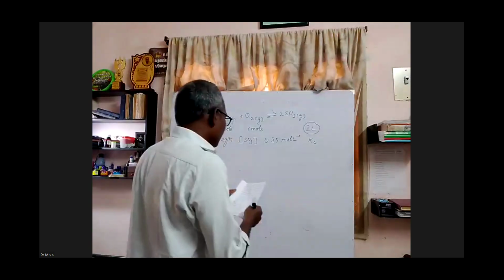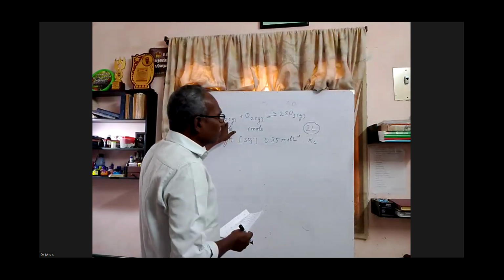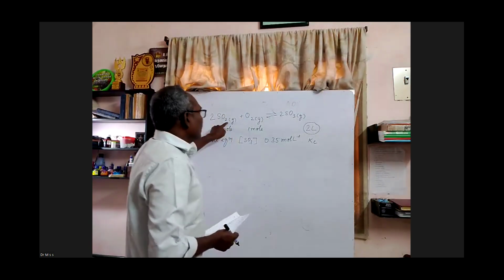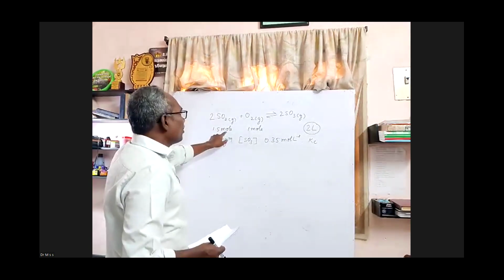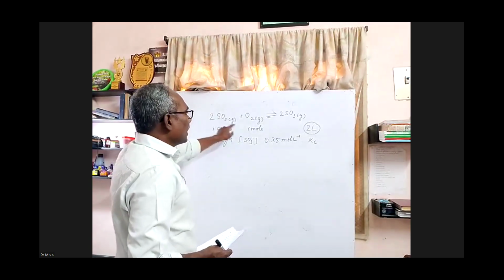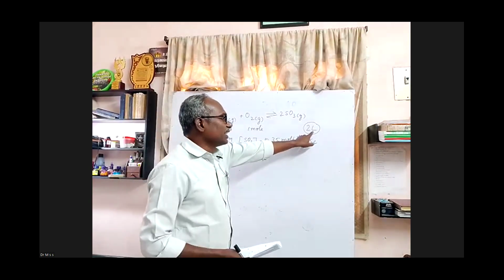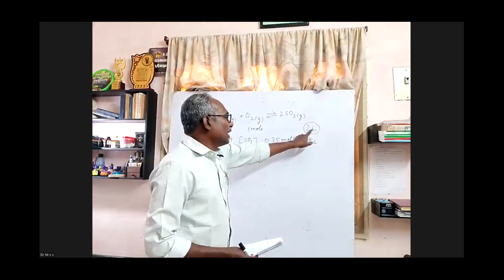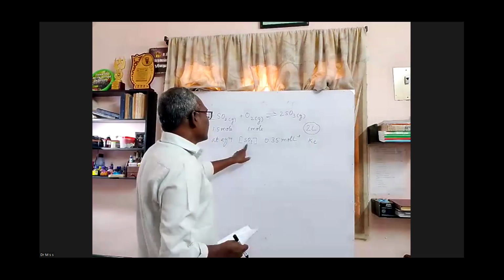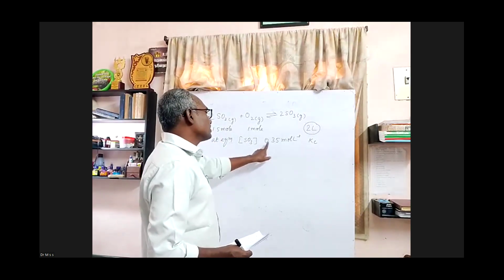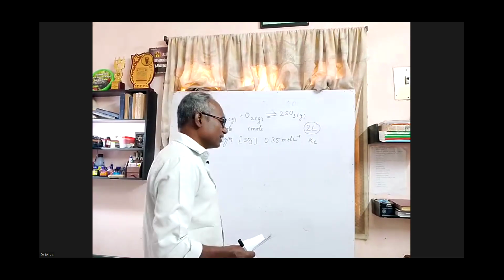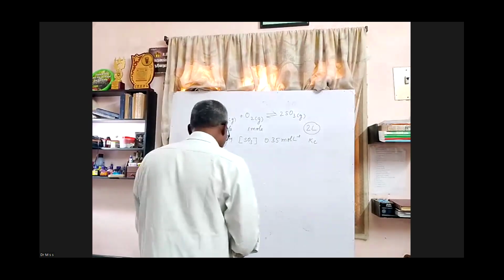Look here. So this is the given equilibrium reaction. 1.5 mole of SO2 is taken and 1 mole of oxygen is taken. The volume of the container is 2 liter. At equilibrium, concentration of SO3 was 0.35 mole per liter. You have to calculate the equilibrium constant.